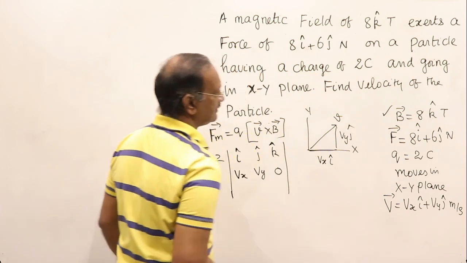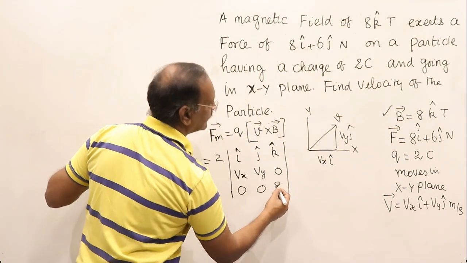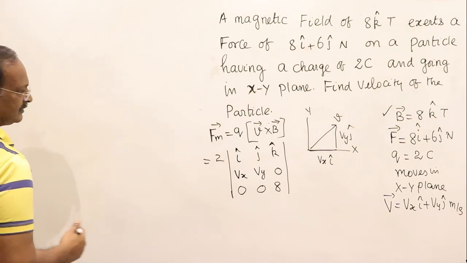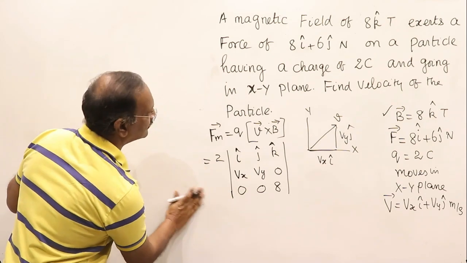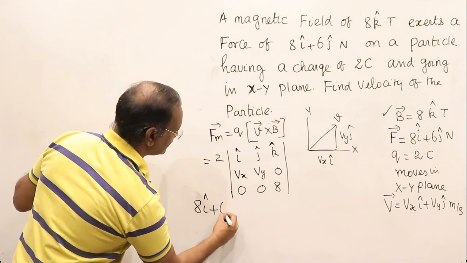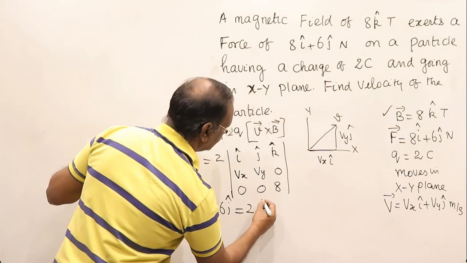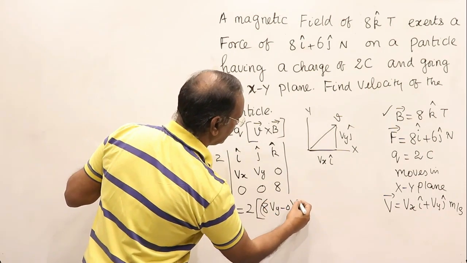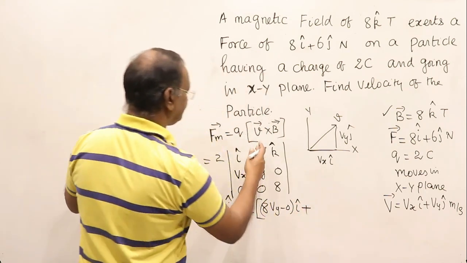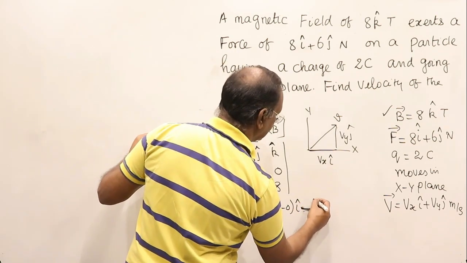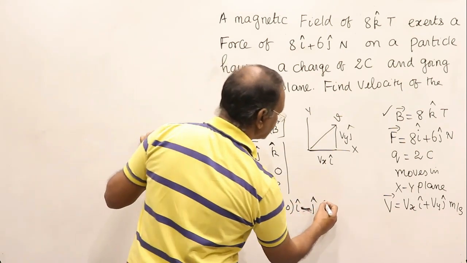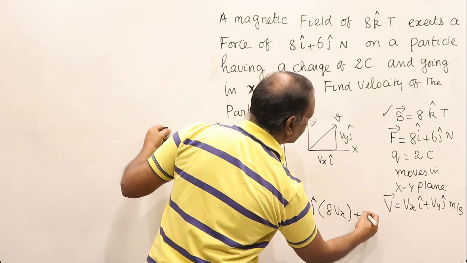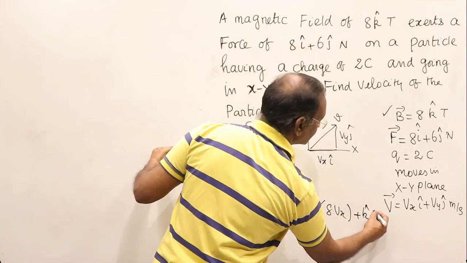And the magnetic field is given in the z direction only, and it is 8, because this is the magnitude in the positive z direction. So we want to find the velocity of the particle. Once evaluating the magnetic force, what is the force? Force is equal to, as given, 8 i cap plus 6 j cap, is equal to 2 into, on evaluating, 8 vy minus 0 for i cap, and j cap will be minus, because for the second one it is minus 8 vx minus 0, plus k cap into 0, so 0.